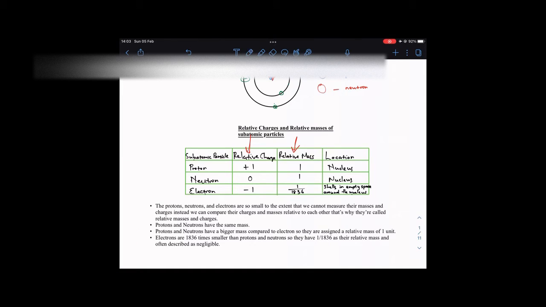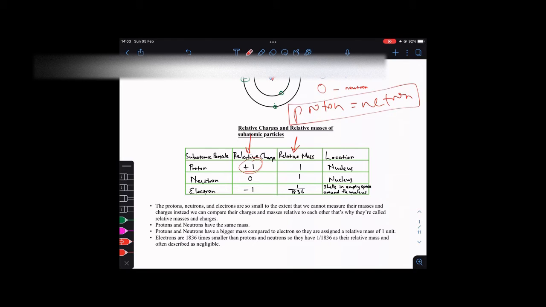So when you say the mass of a proton is 1, we mean that they measured the proton, the neutron, and the electron, and they saw that the protons and the neutrons have a higher mass than the electrons. The mass of a proton equals the mass of a neutron. They have equal masses, so we refer to that as 1 unit. But the mass of an electron was 1,836 times smaller than the mass of both the proton and the neutron. That's why we say it's 1 over 1836.